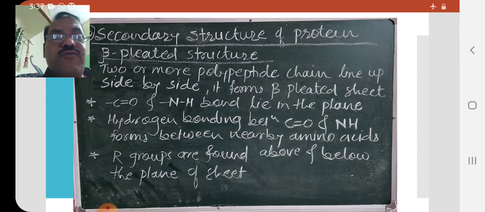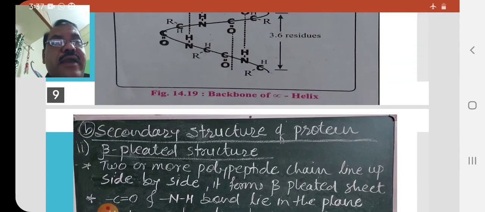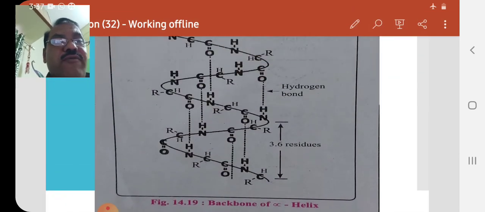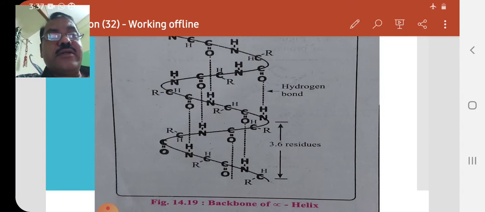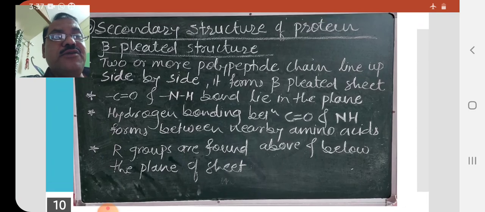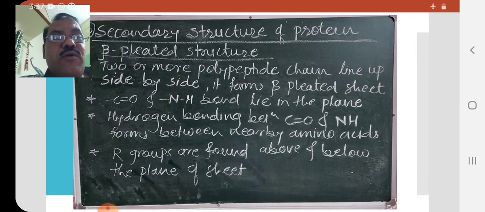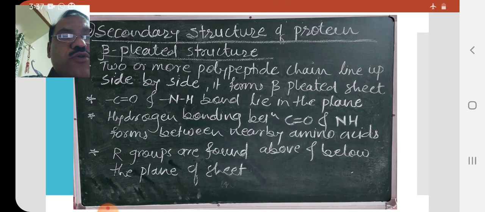The CO of one amino acid and the NH of another amino acid, they lie in the plane. Hydrogen bonding between CO and NH forms between nearby amino acids. So this is the difference between alpha helix and beta pleated. In alpha helix, the CO of the first amino acid forms a hydrogen bond with the NH of the fourth amino acid. But in beta pleated, there is no such restriction. All nearby CO groups and NH groups, they form hydrogen bonding between themselves.